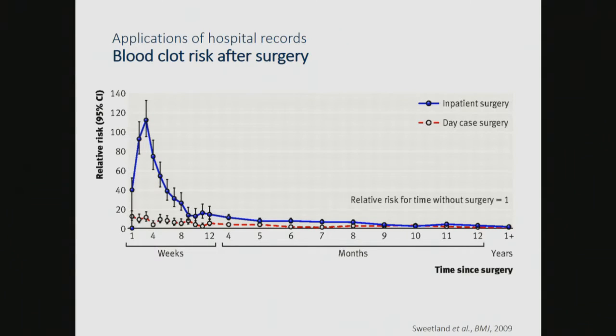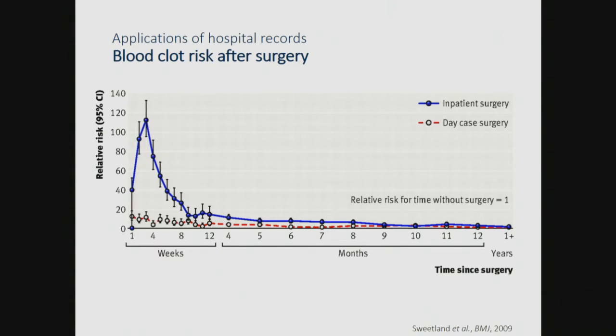But the next one I'd like to talk about is the work of colleagues from a few years ago, and this is a different application of using hospital records, looking at one event, in this case surgery, and then in those individuals who've had that event, and also compared to those who haven't, another event, in this case a serious blood clot, so a deep vein thrombosis or a pulmonary embolism, a blood clot in the lung. And what this shows is that the risk of a serious blood clot is very greatly increased in the first few months after particularly inpatient surgical admissions.